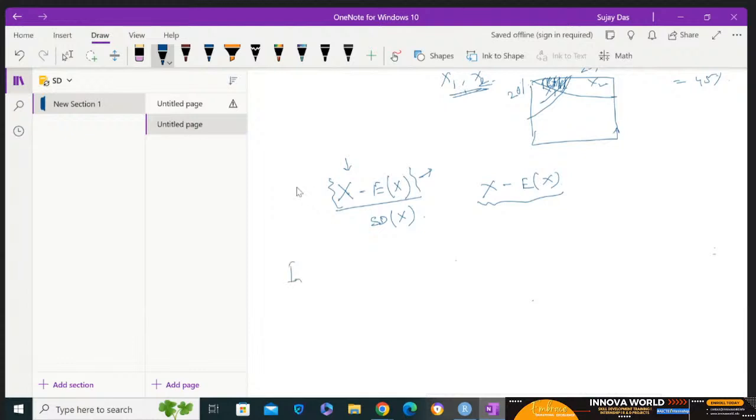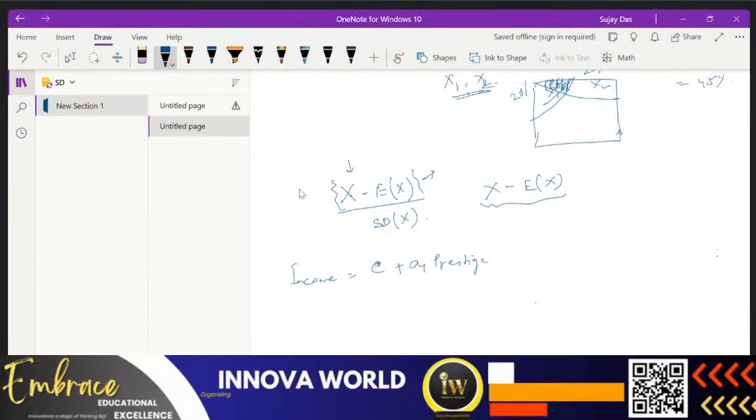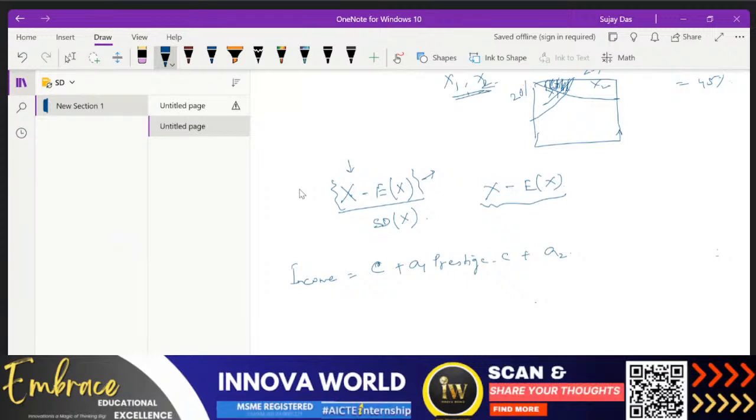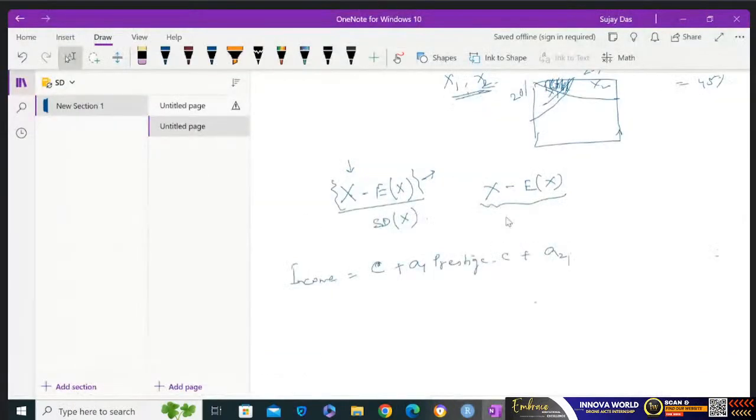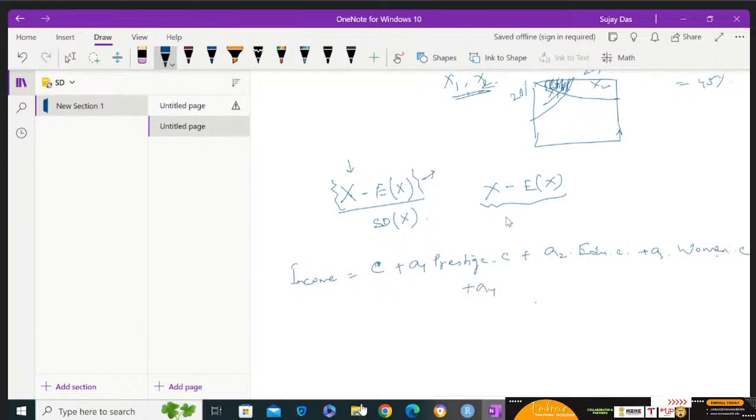So income is equal to some intercept c plus a1 into prestige.c plus a2 into education.c plus a3 into women.c plus a4 into type, some type of first variable, plus a5 into type of second. Okay, so this was a model.